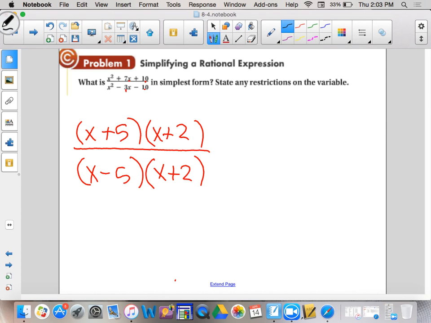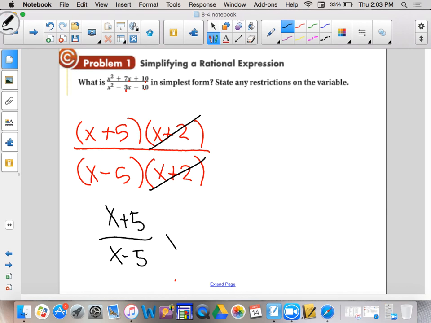So from this point, to answer the problem, I want to mark out what's alike on top and bottom. The x plus 2's cancel out. Now, in order for something to cancel out, there has to be one on top and one on bottom. It can't be two on the bottom; it has to be from top to bottom. So what am I left with? x plus 5 over x minus 5 is my answer.